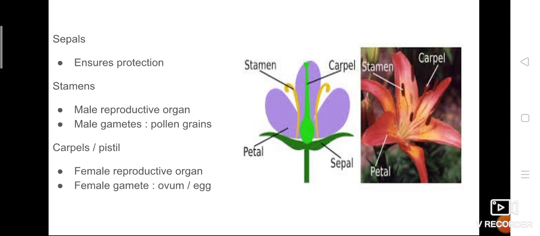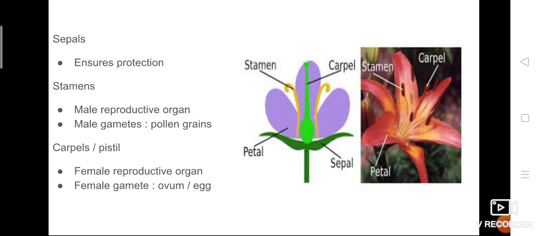Like how a mother gives enough protection to a child until the baby becomes an adult, isn't it? Likewise, the bud needs protection. That protection is given by the sepals. As the bud grows into a flower, the sepals are set aside and the flower takes care of itself. The next part we are going to discuss is stamens.